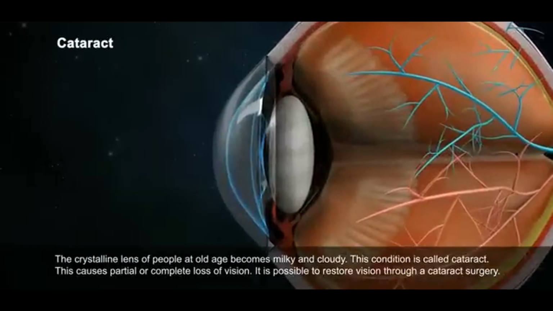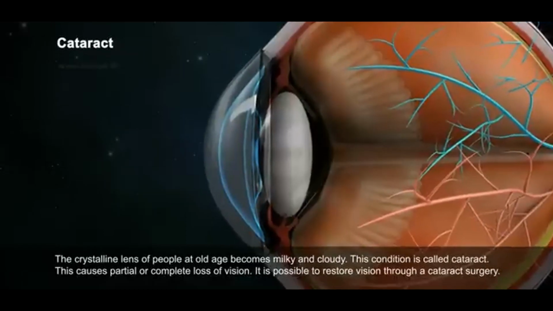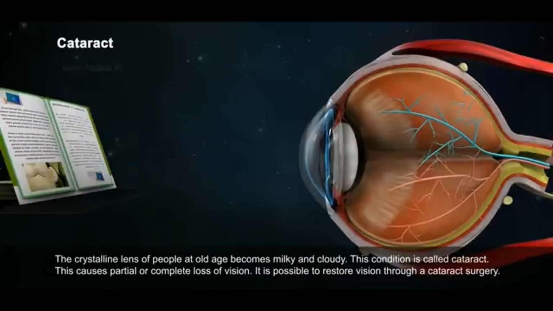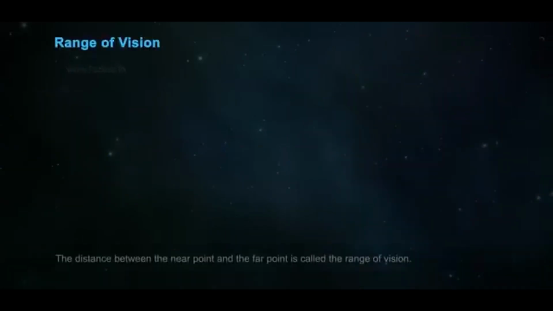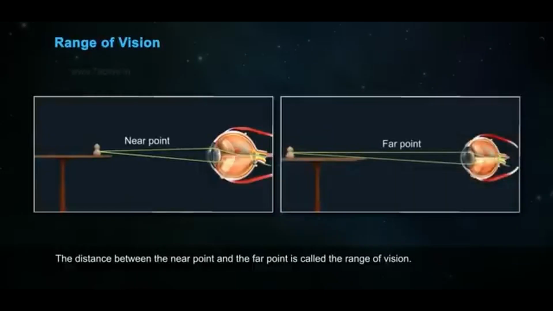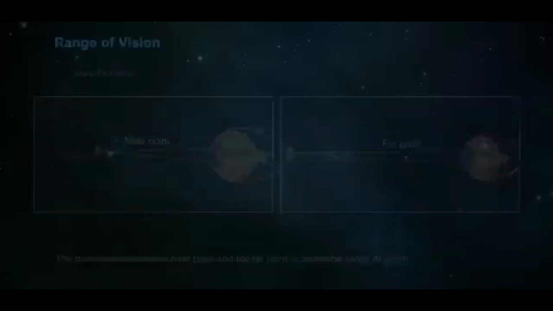Cataract. The crystalline lens of people at old age becomes milky and cloudy. This condition is called cataract. This causes partial or complete loss of vision. It is possible to restore vision through a cataract surgery.